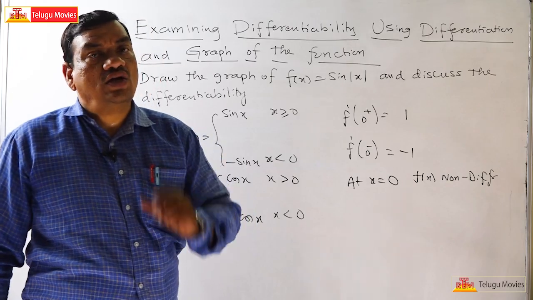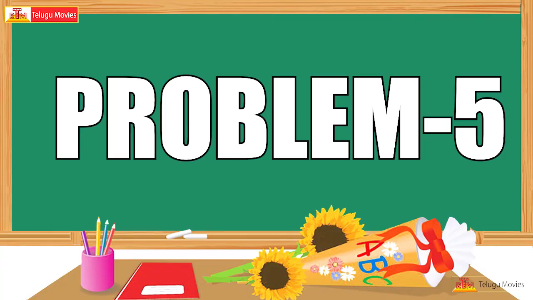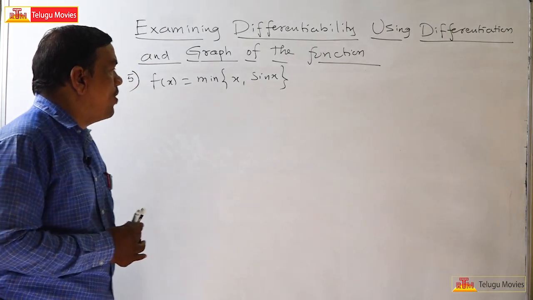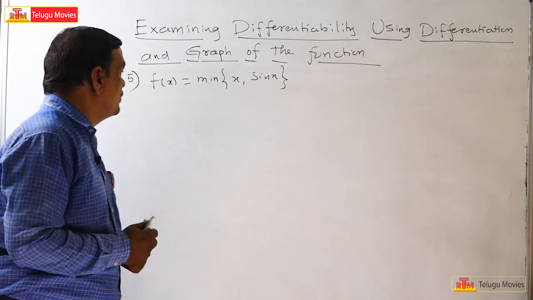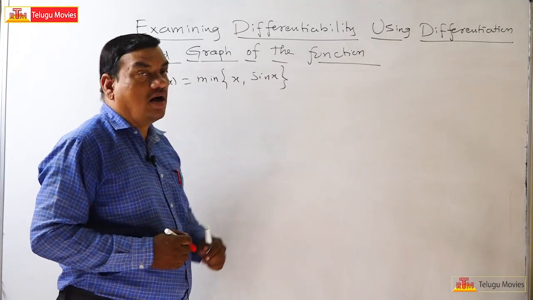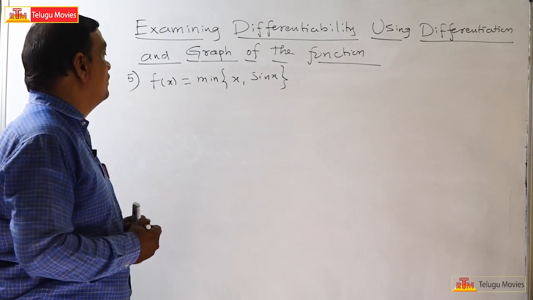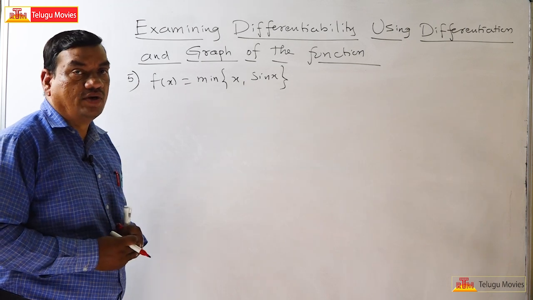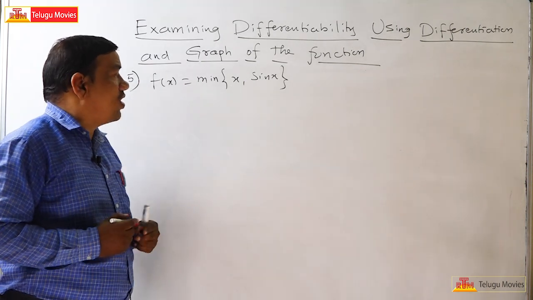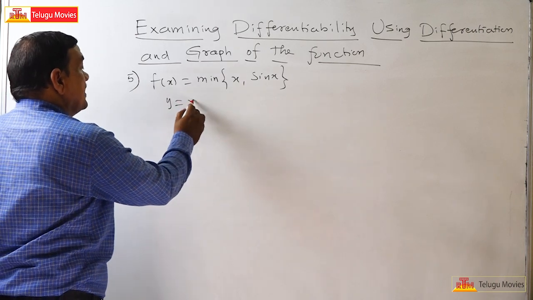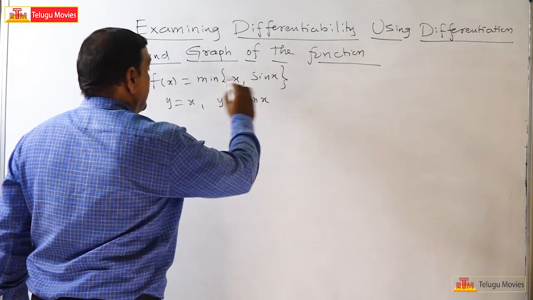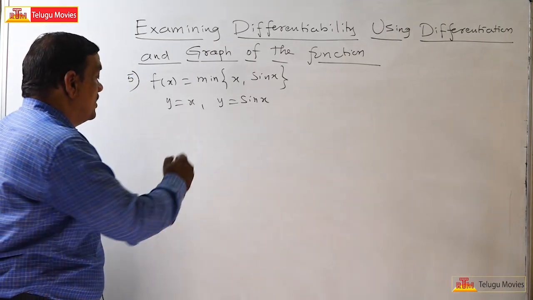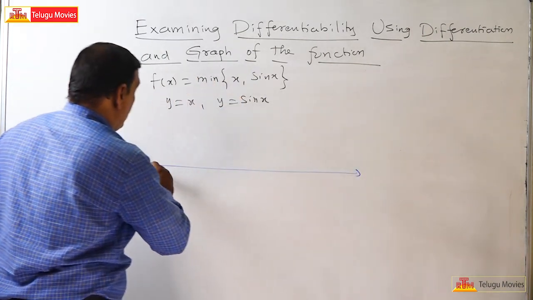Okay now, let us see one more problem. Welcome to this problem. f of x is equal to minimum of x comma sin x. Let us take the minimum value. First of all, you have to write it in a function format. To write this, we have to draw the graph of y is equal to x and y is equal to sin x. Then how to convert this into function form.